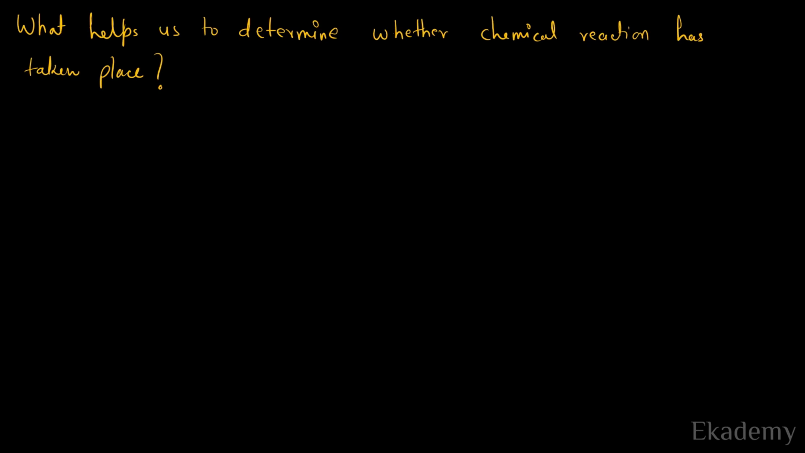Okay, now we are going to see what helps us to determine whether a chemical reaction has taken place. There are several parameters with which we can say that a chemical reaction has taken place or not. First, such a parameter would be change in state. If there is a change in state of the initial substance, then we can say that a chemical reaction may have taken place. For example, burning of wax.